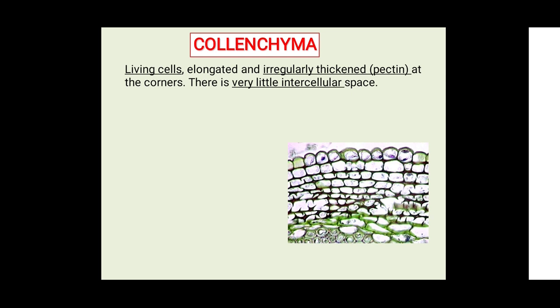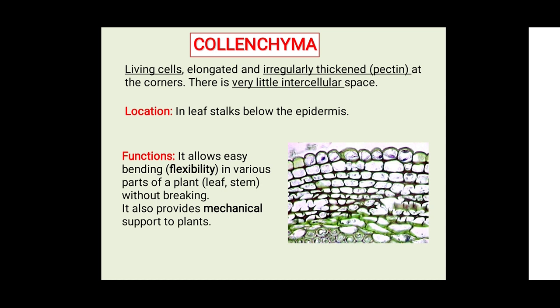Now, from the structure that it has got some material deposited, what does it mean? That the cell wall has become thickened at certain places, and definitely it will be providing support. So collenchyma is found in the leaf stalks just below the epidermis. If you feel the leaf stalk, it is a little hard. And the function is, it allows easy bending or flexibility, or we can say elastic strength, or we can say tensile strength in the various parts of the plant wherever it is present without breaking.